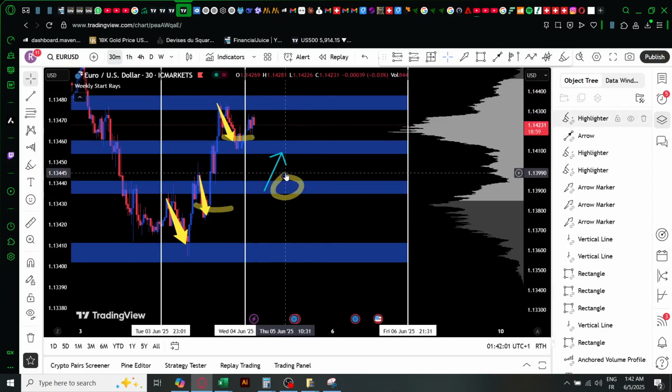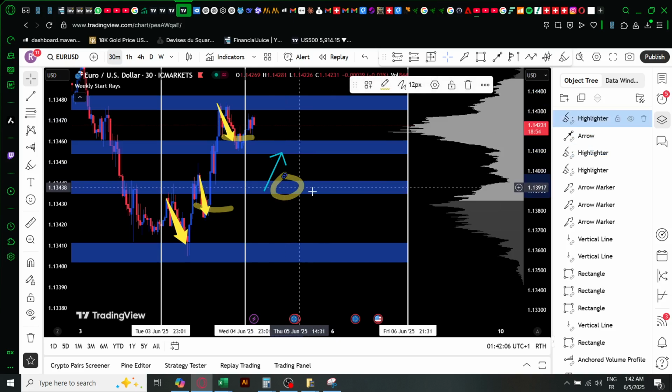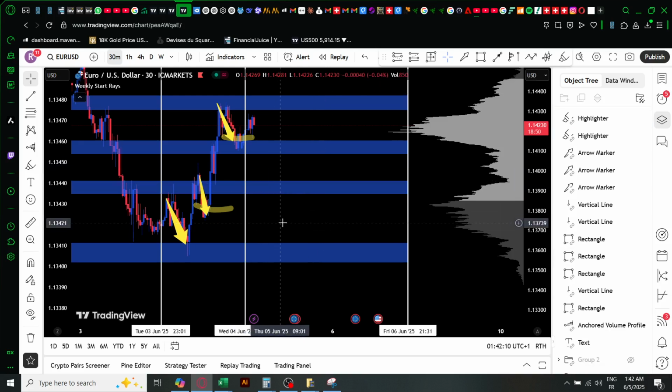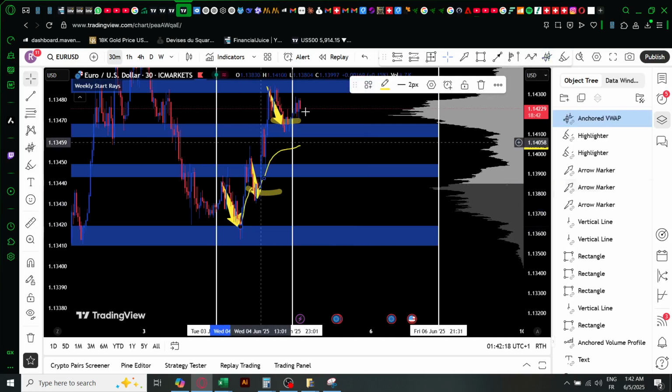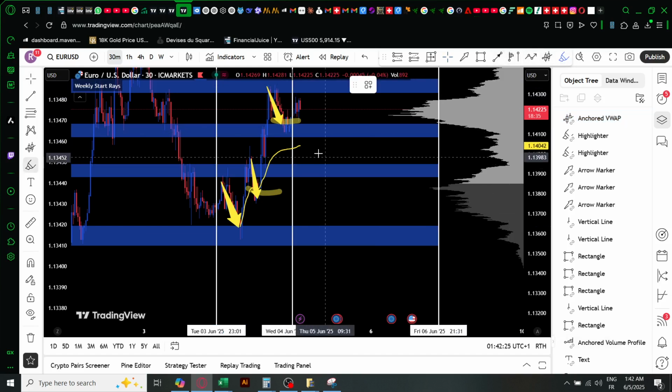I hope you understood. I'm very bad at explaining, and I don't even know why. So this is the level I'm going to enter with. As a confirmation, we can use VWAP from the start of this trend, and we will use the last closest level, which is also this one.